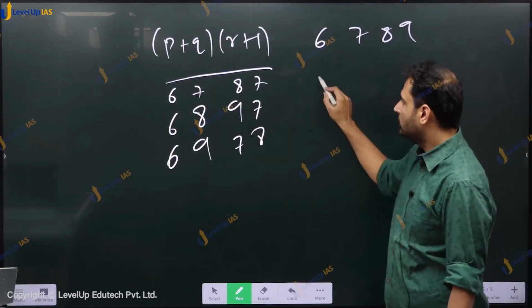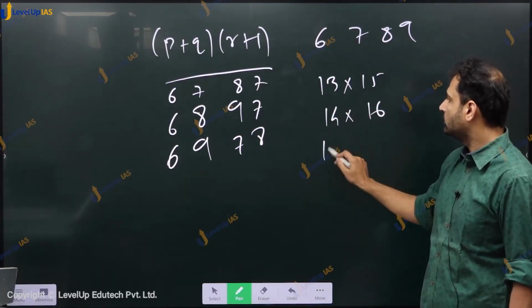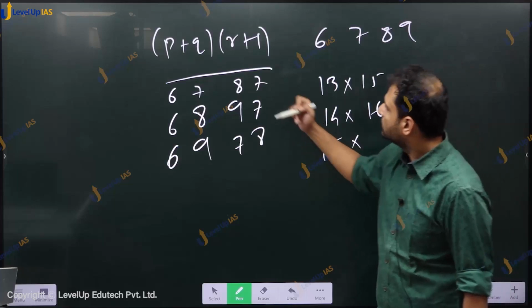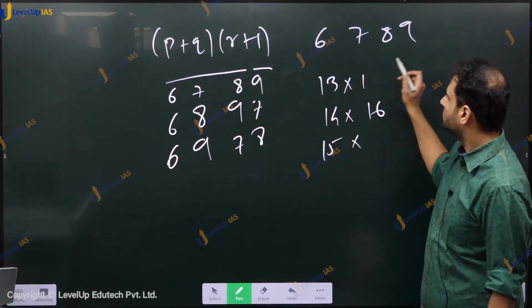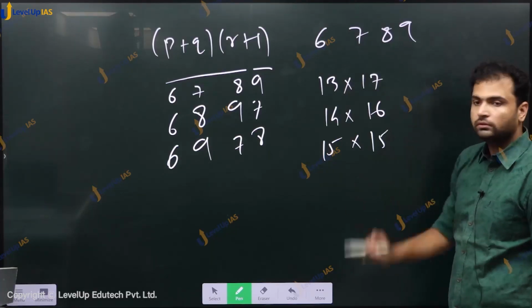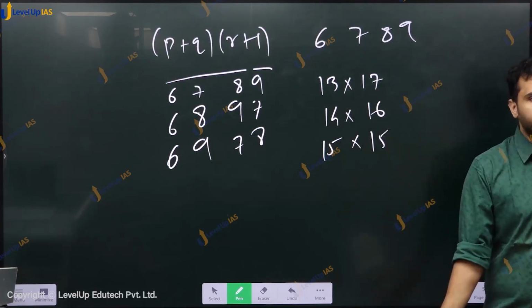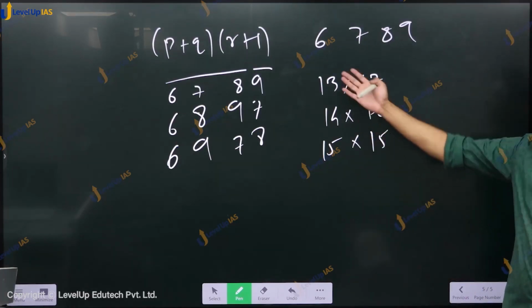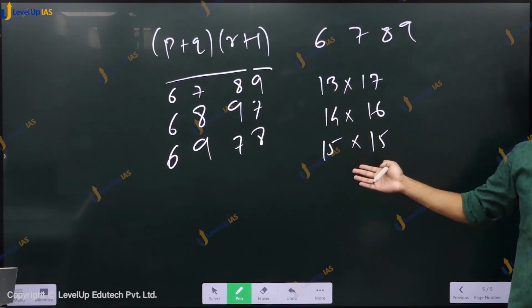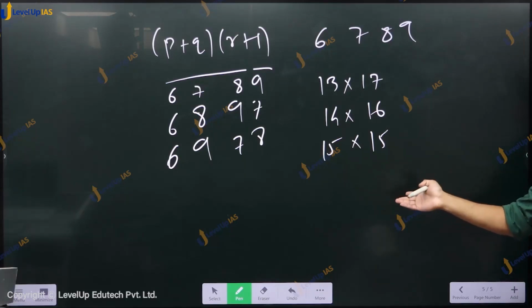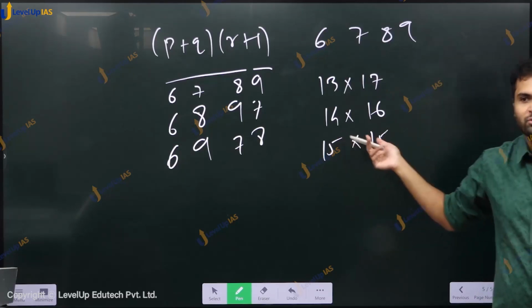Now देखो, this is what? 13 into 15. This is 14 into 16. These are the only possibilities. Now you just have to perform these multiplications and check which is higher number. तो आपको 13 का टेबल आना चाहिए, 14 का टेबल आना चाहिए, 15 का टेबल आना चाहिए, which will make your calculations very very easy. Otherwise you will have to do units place multiplication, then add 0, tens place multiplication and so on.